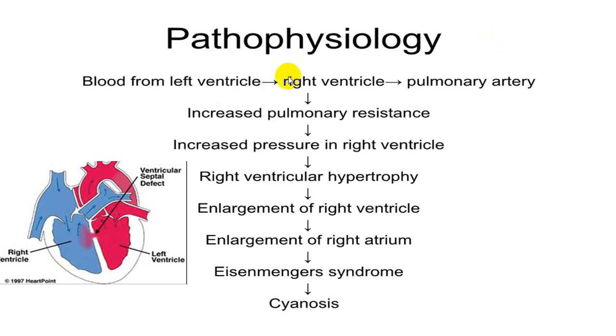So there will be increased blood flow into RV, from RV into the pulmonary artery. So you will have a pulmonary congestion. Pulmonary vascular markings will be increased. There will be increased pulmonary resistance, recurrent respiratory tract infections, leading to fibrosis and increased pulmonary pressure.